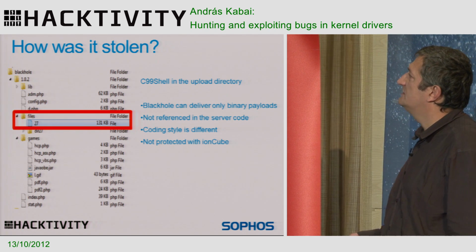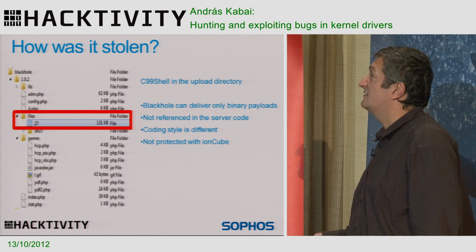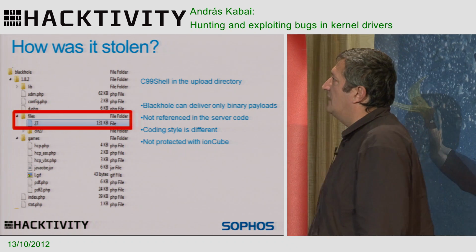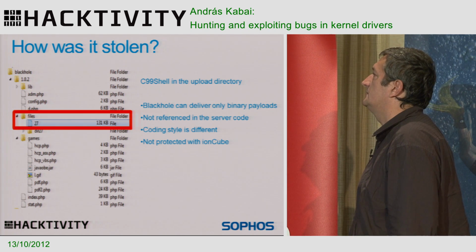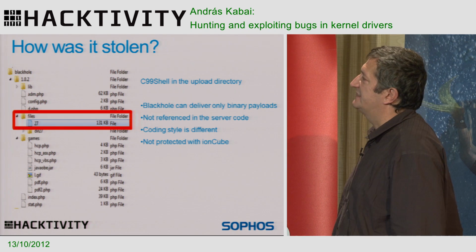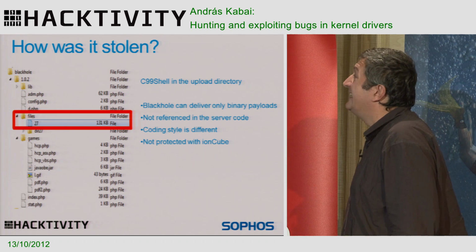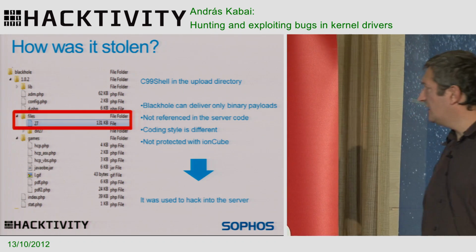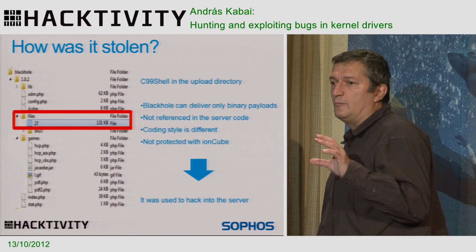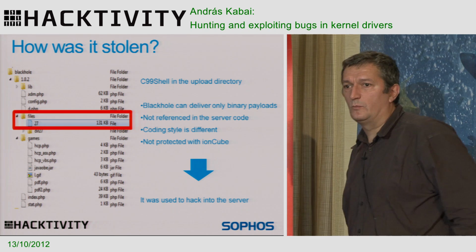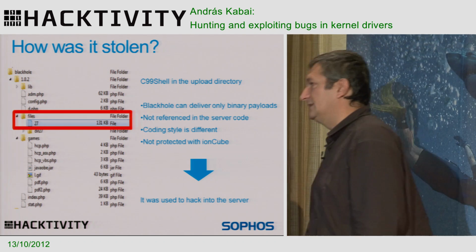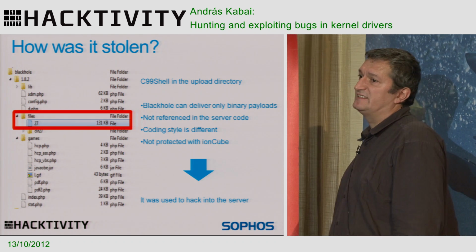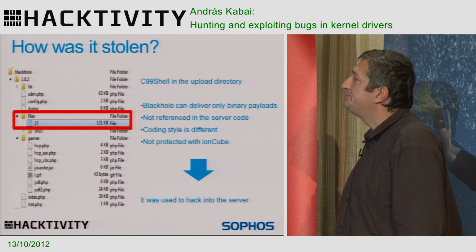Moreover, this file is not referenced anywhere in the server code. Its coding style is totally different from the server code. And unlike all the source files that are used in the server complex and have meaningful content, it is not protected with the ionCube PHP protection. So, as a result, this is an alien body within the Blackhole server complex. My most likely conclusion is that it was not placed there by the author. It was placed there by the attacker to hack into this website.